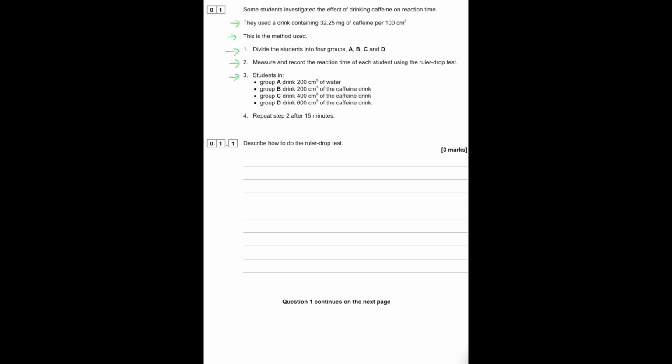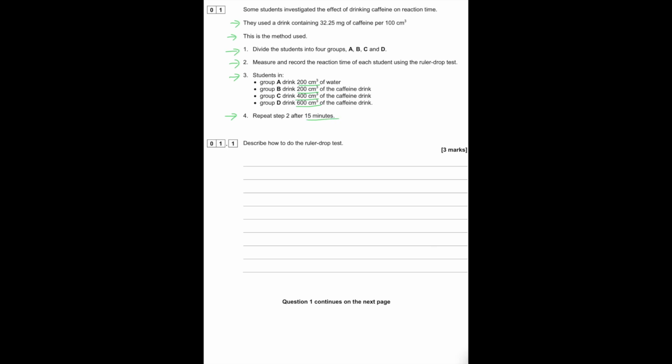In the groups, we have Group A, which has 200 centimetres cubed of water. We have Group B, who drank 200 centimetres cubed of caffeine water. Group C drinks 400 centimetres cubed of the caffeine water, and Group D drinks 600 centimetres cubed of the caffeine water. And then we repeat step 2 after 15 minutes.